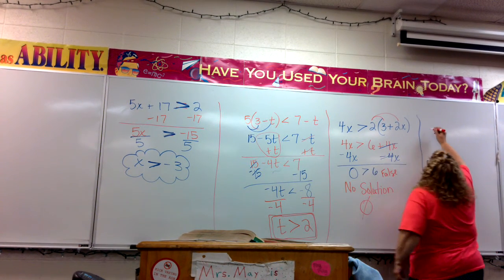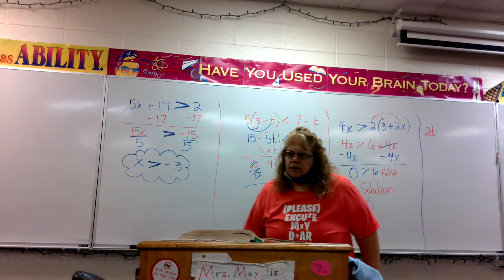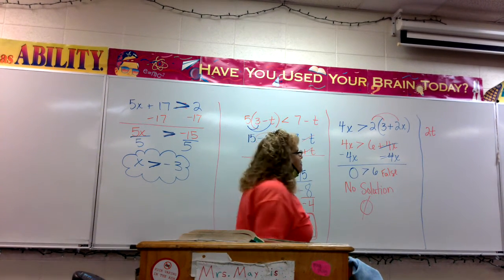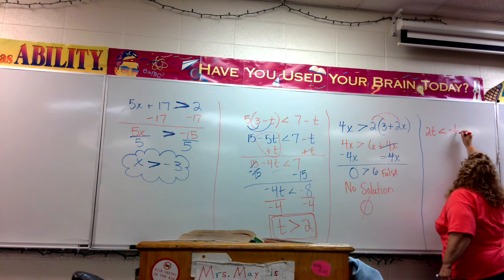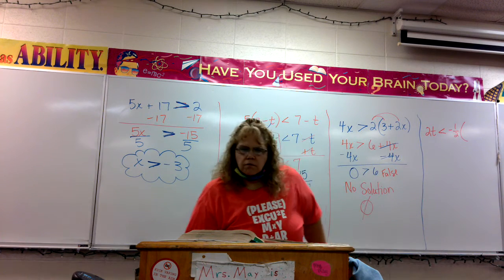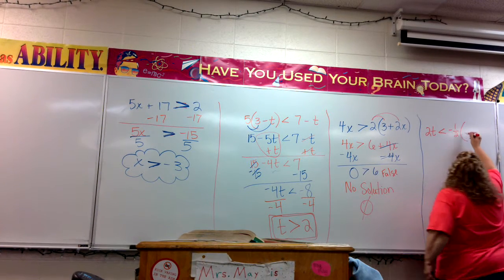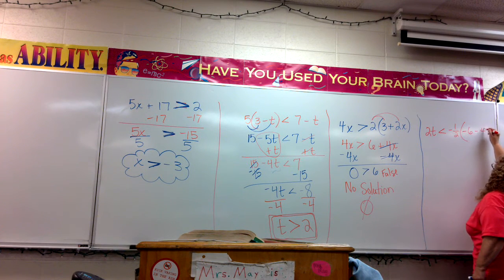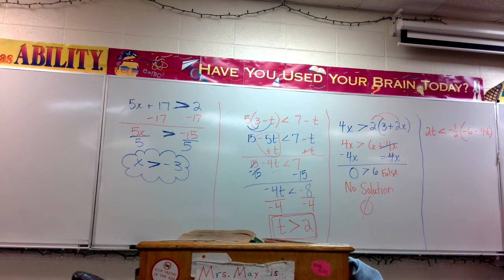Now I have one more. 2t, I forgot. Less than negative 1/2. Negative 6 minus 4t. What do I do first?